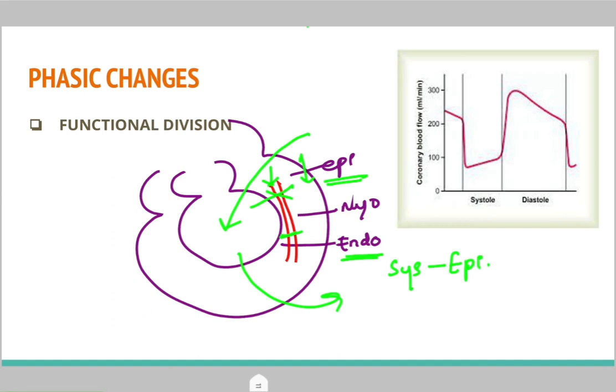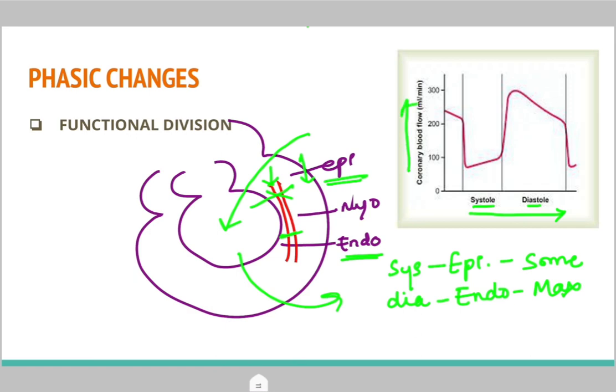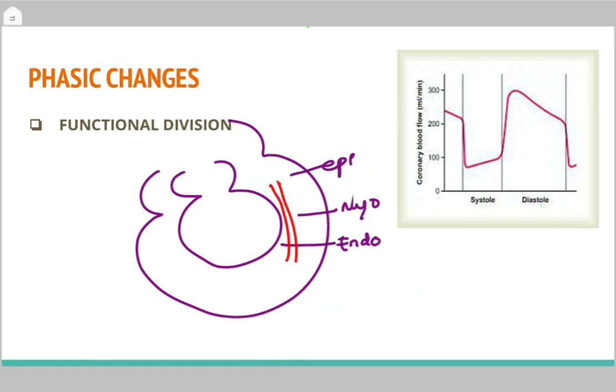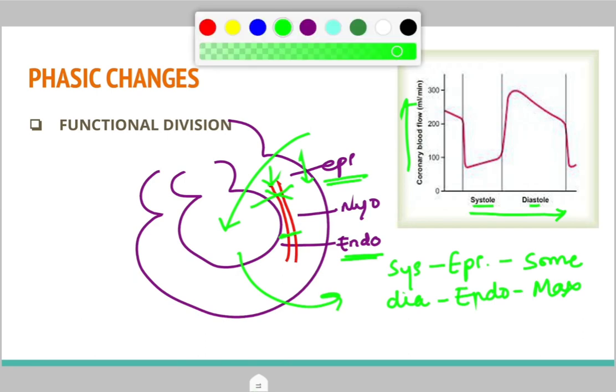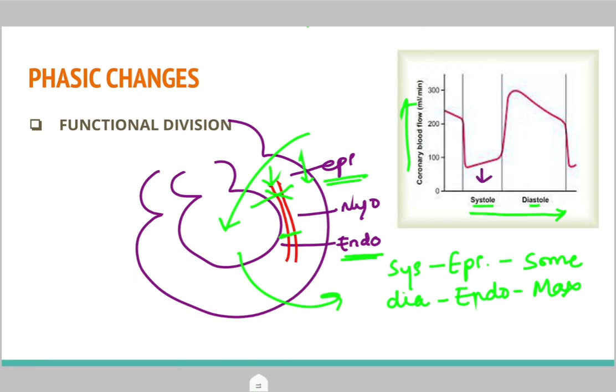So summing up, during systole, the epicardium will receive some amount of blood flow, and during diastole, the endocardial vessels will expand or dilate. It will receive the maximum amount of blood flow. So let us look at the graph. On the x-axis, there is systole and diastole. On the y-axis, there is coronary blood flow. So during systole, the blood received is very low, but during diastole, the blood received will be maximum.